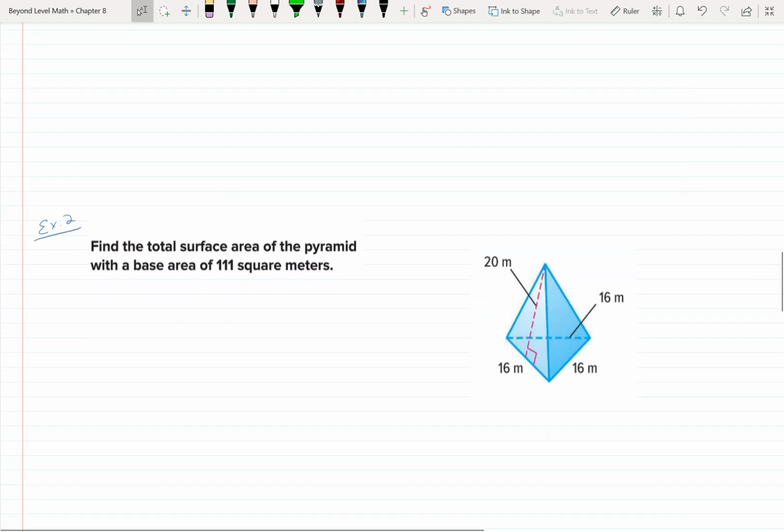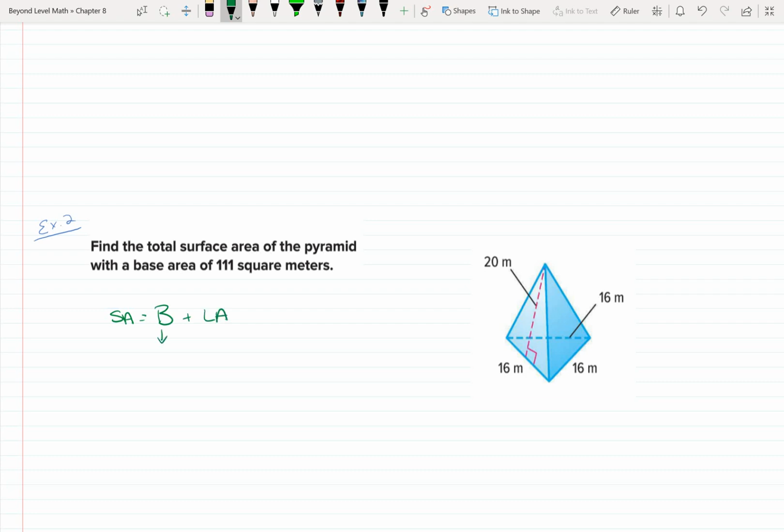Alrighty, example 2. Find the total surface area of the pyramid with a base area of 111 square meters. Yay, so they give us the area of the base, which makes our life easier. We love it. Alright, so we start with our basic formula. The surface area equals area of the base plus the lateral surface area.